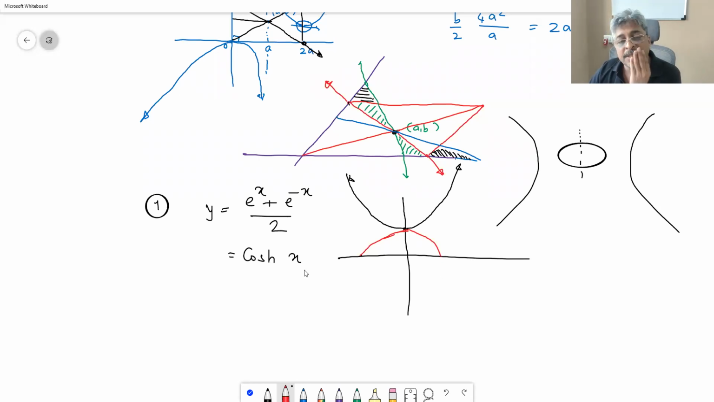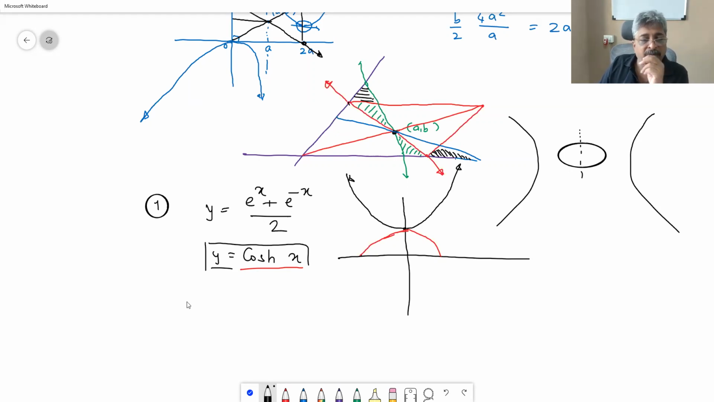Cos was like this, and cos hyperbolic goes that way. Yes, I am just trying to show you the similarity. This function is also defined as cos hyperbolic, and in 2D geometry you will find an equation of this kind also somewhere mentioned.